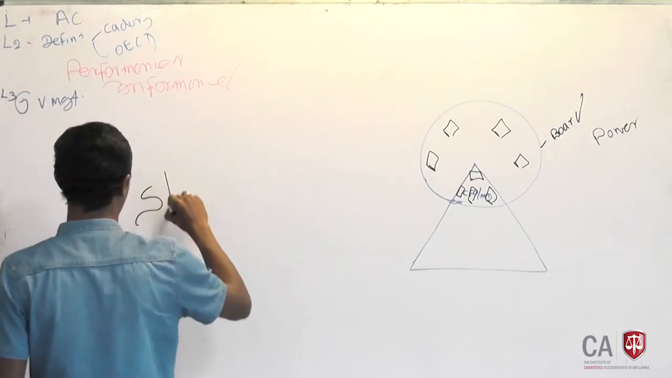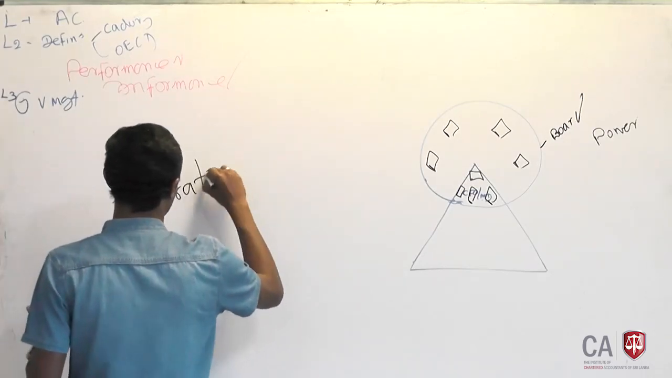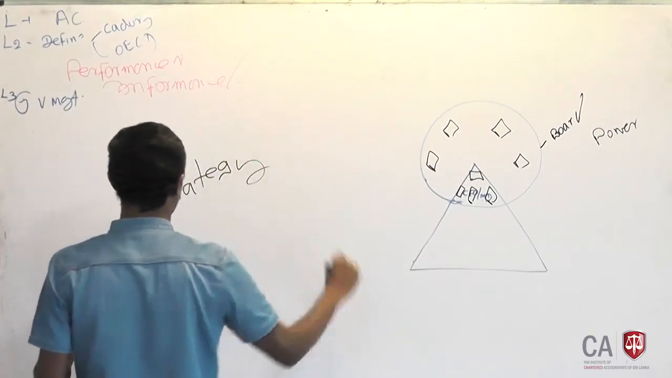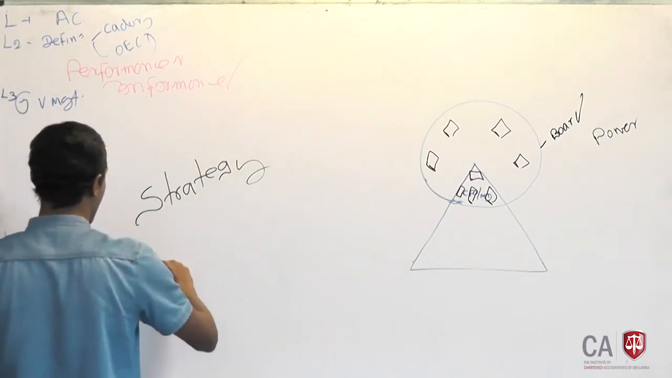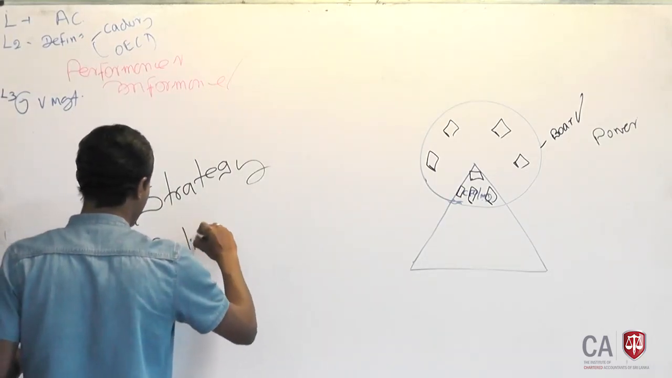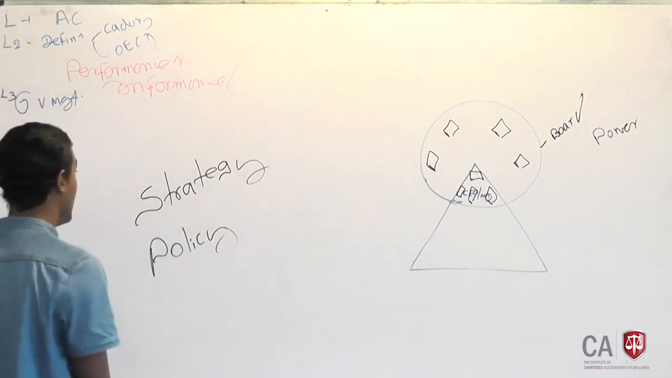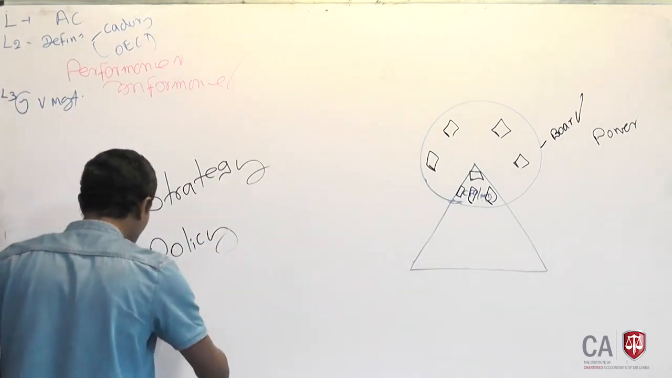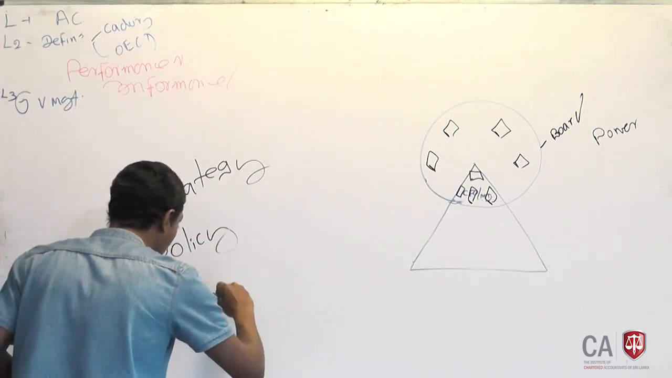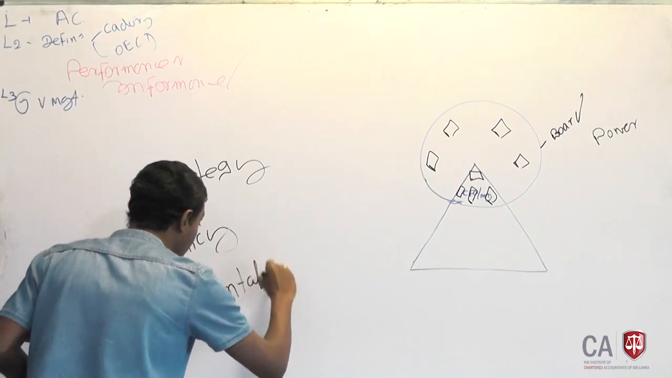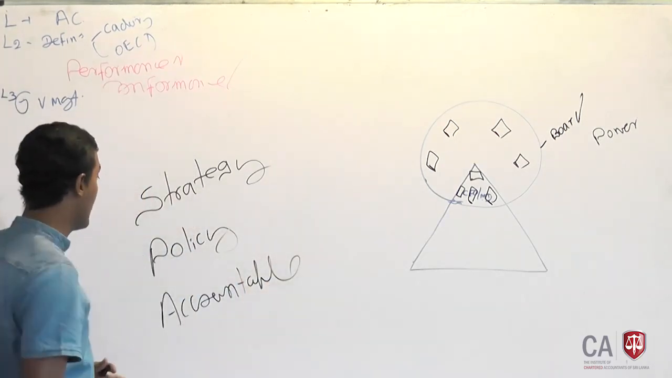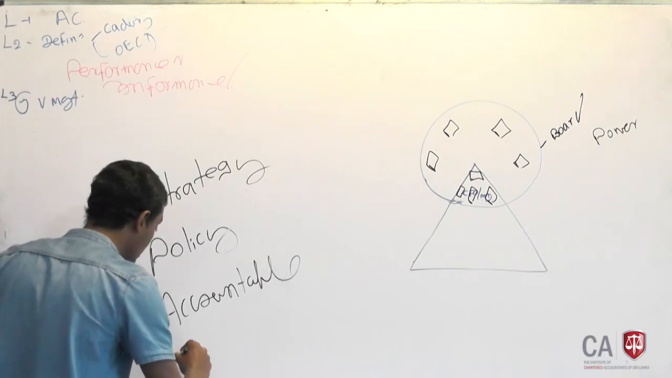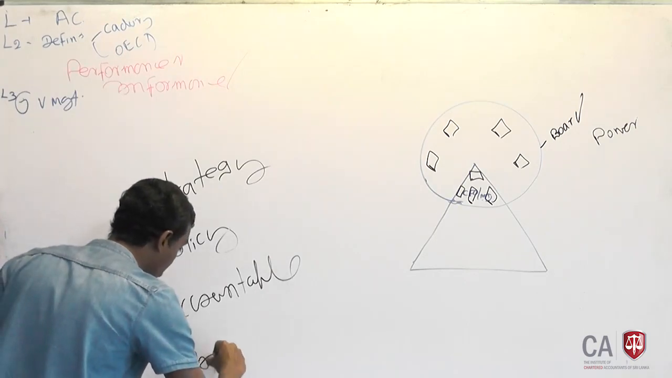Strategy. Without strategy, where is governance, right? It's about strategy formulation. It's about setting policy. This is how we should do the business. It's about being accountable to shareholders. Accountable means answerable, telling what has happened. And then finally, it's also about questioning management, monitoring.